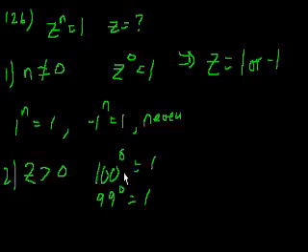So z could be anything to the 0th power as long as it's greater than 0. So this by itself doesn't help us. But if we use statement 2 and statement 1 in conjunction, then it's interesting. Because statement 1 essentially told us that z has to be 1 or negative 1.